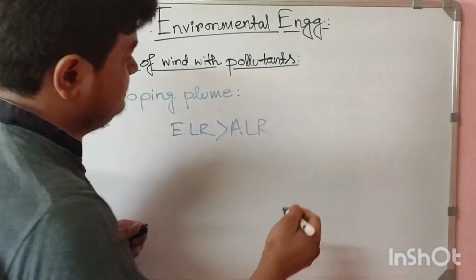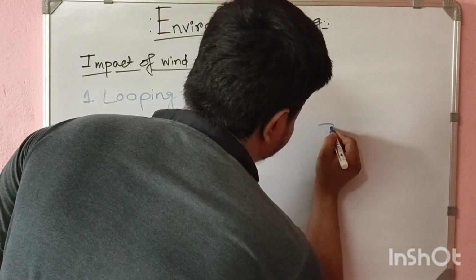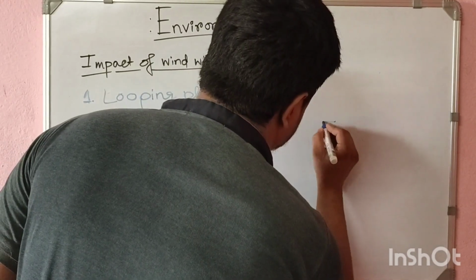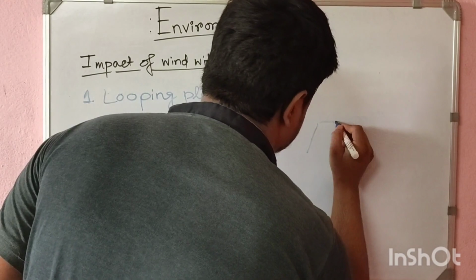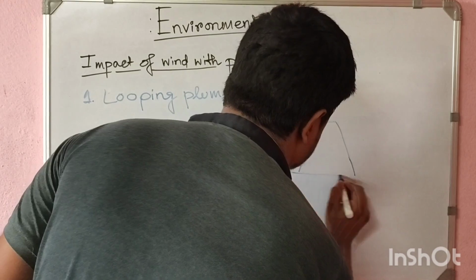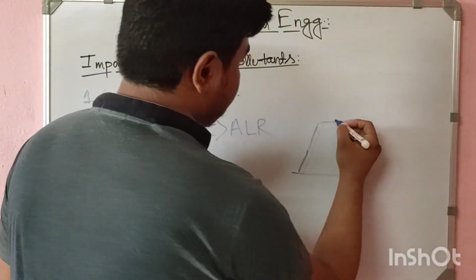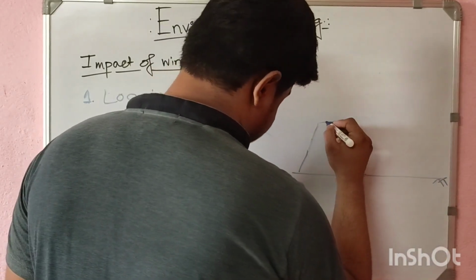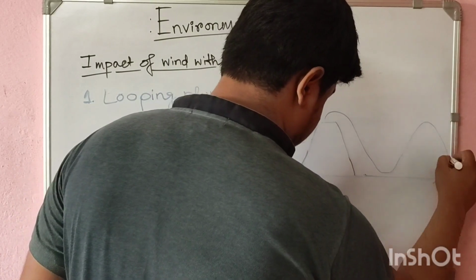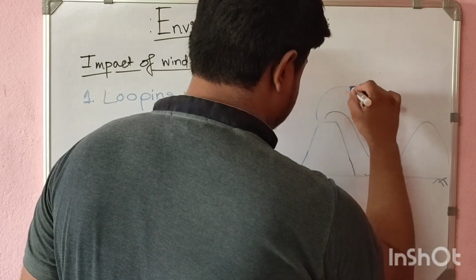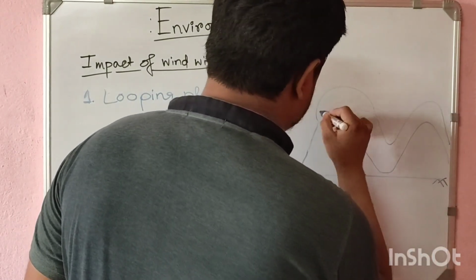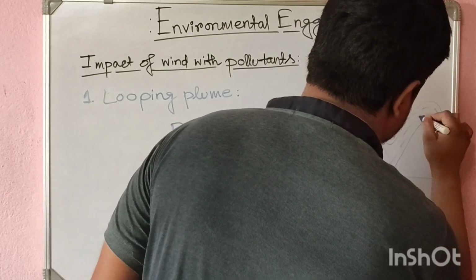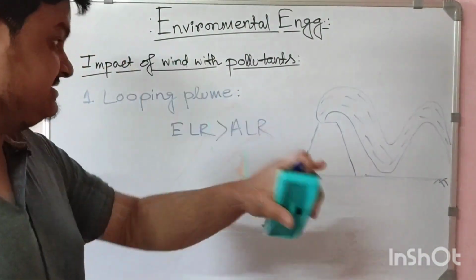Trace path of the plume, let's draw it. This is the chimney, and this is ground level. So this is the trace path of this looping plume.